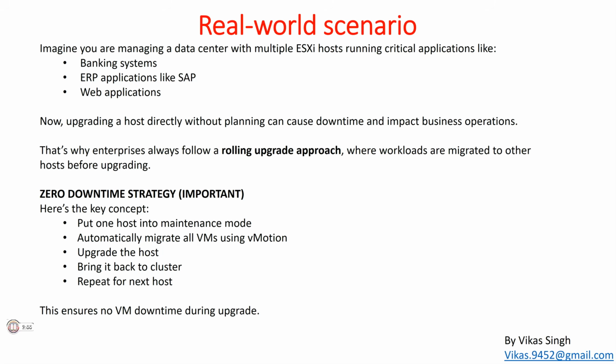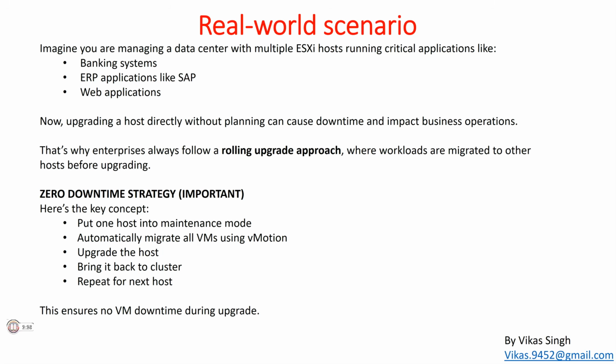customer dissatisfaction, and SLA violation. This is why organizations always use the rolling upgrade strategy, where the workloads are first migrated to another host before upgrading, and then you upgrade the ESXi host, which provides you a zero downtime strategy. This concept is very important, but extremely powerful.